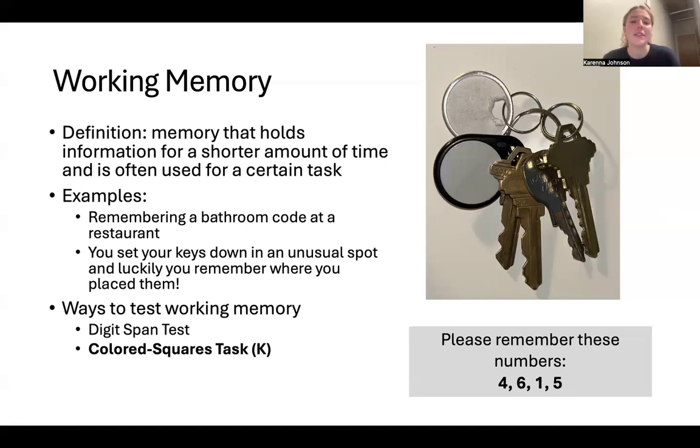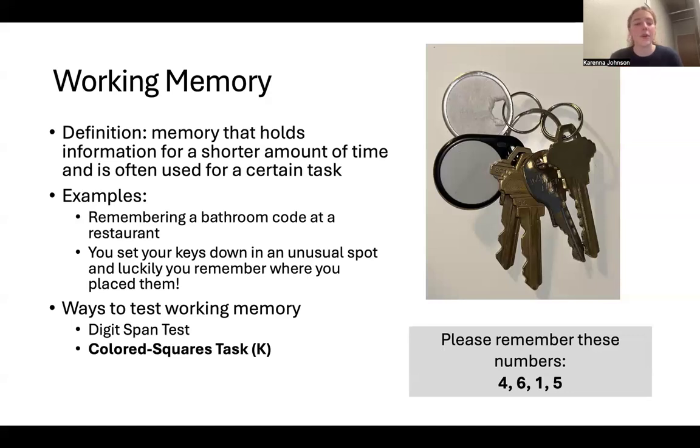Another example of this is you set your keys down somewhere kind of unusual, and luckily you remember where you put them. I think this is another thing that happens to me kind of often. I'll forget something in my room and leave my keys on a weird table in my kitchen, and they're always impossible to find. In traditional cognitive psychology lab settings, there are a lot of ways to cue for working memory. Maybe the most common way is the digit span task, which is down here on the bottom below my key pictures: please remember these numbers, 4615. So it's kind of similar to the bathroom code example.